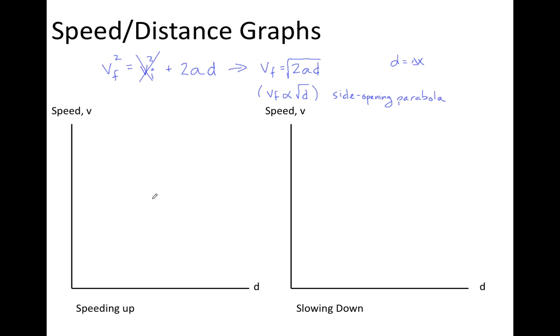So what's that going to look like? If it starts from rest, it'll start from the origin here. That's a speed of 0, and it will look like this. It'll have a side opening parabola. What about slowing down? Well, slowing down is just kind of the reverse of this, where we go in this direction to 0.